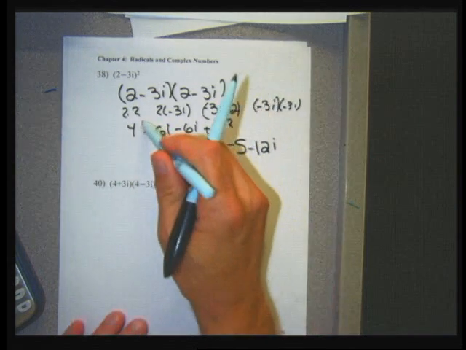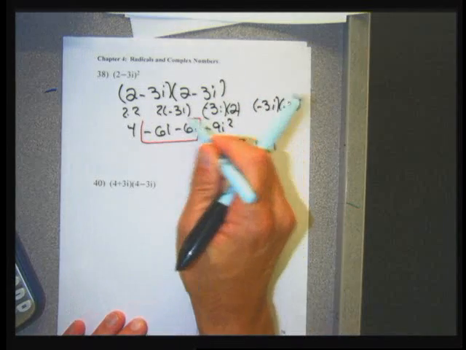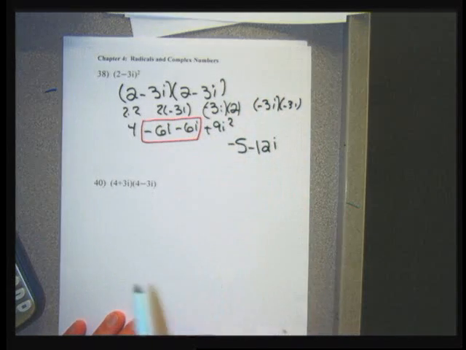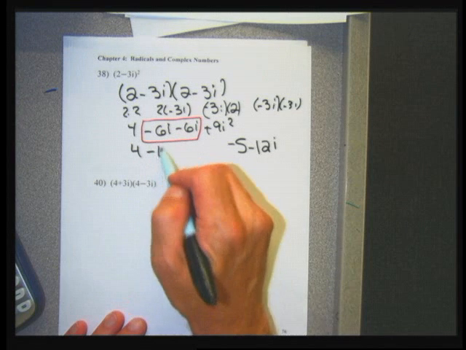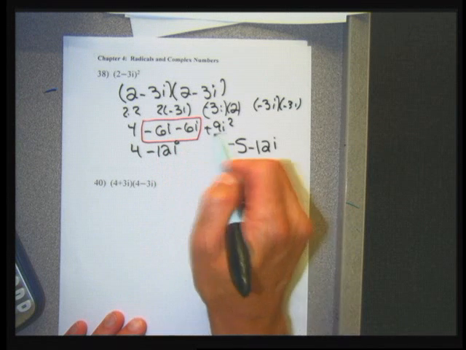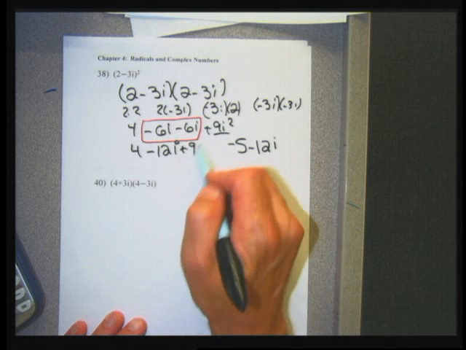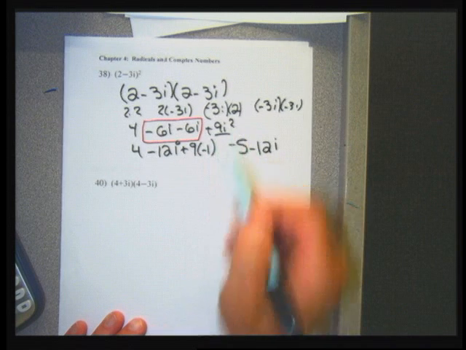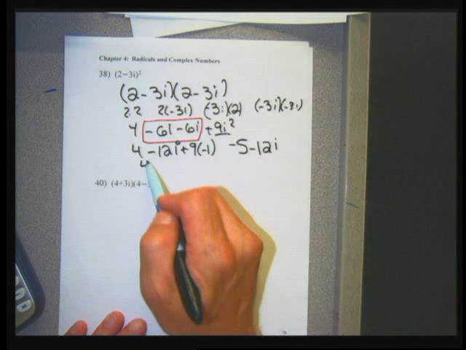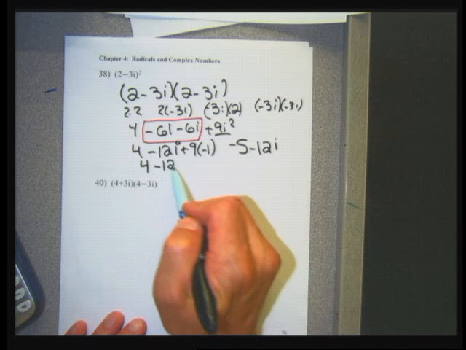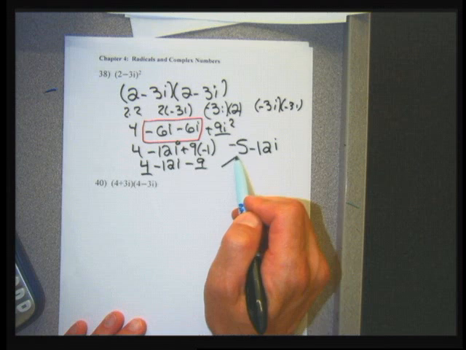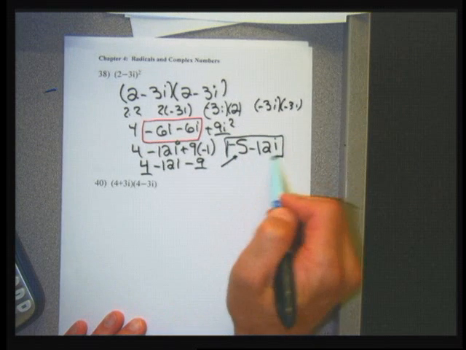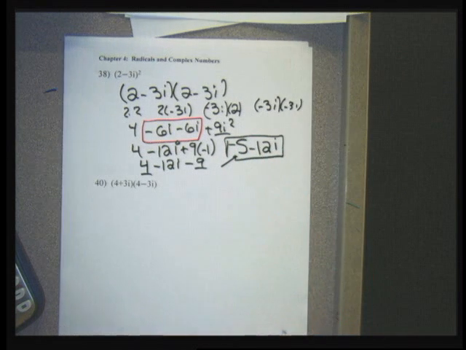The outers and the inners combine. They have the same sign, so they don't cancel. You keep the i's and you add the 6's and you get a negative 12. The plus 9i squared is going to be plus 9 times negative 1, because the i squared is negative 1. I'll write this as 4 minus 12i minus 9, and the 4 minus 9 finishes out the problem to give me the minus 5 part.